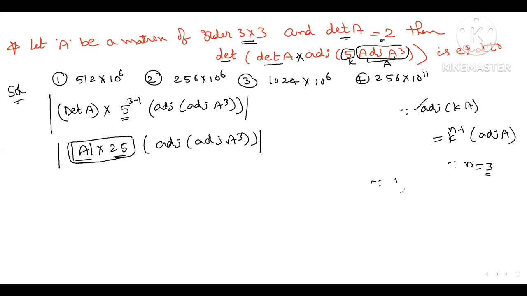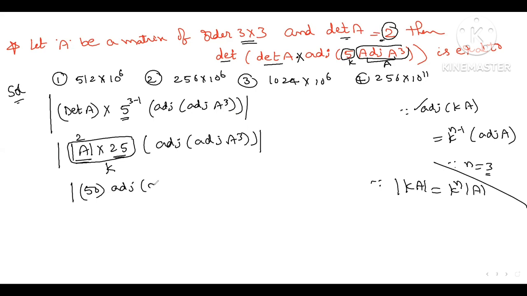Okay, now we apply the formula det of kA is equal to k to the power n into det of A. Here, det of A into 25. But the value of det A from the statement is given as 2. So 2 into 25 is 50, into det of adjoint of A cube. Here k value is 50, and this is adjoint of A cube.